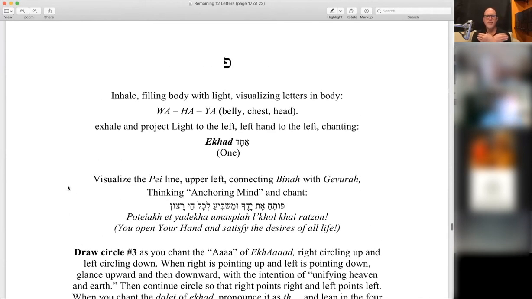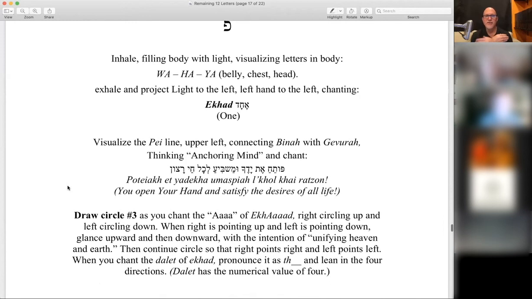And finally breathing in Wa, Ha, Ya, projecting Echad to the left, and also doing the final circle. There's a mistake I'm seeing here in this sheet, so I'll correct it. The Pei should come after the circle. Okay, chanting Echad. Echad. And seeing the Pei line on your left, connecting Bina with Gevura, anchoring the mind, Poteach.